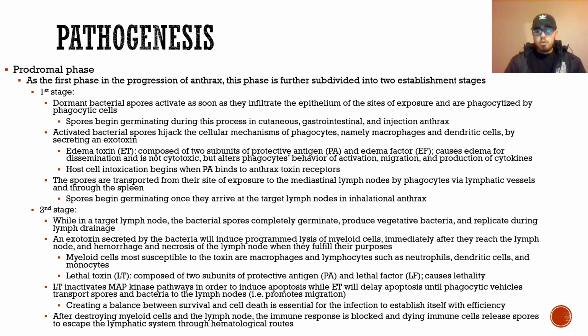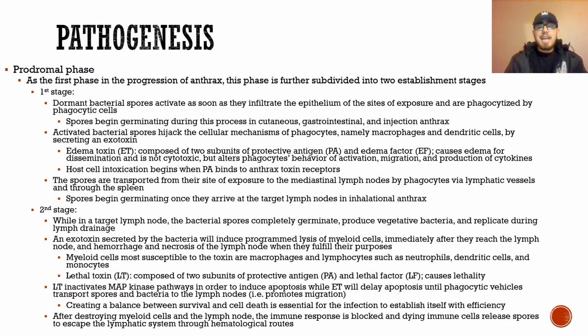And by sites of exposure, I'm talking about the lungs, the skin, the GI tract, or the muscle. The spores will actually begin germinating in this part of this stage in cutaneous, gastrointestinal, and injection anthrax, not inhalational. That is further or later in the process.